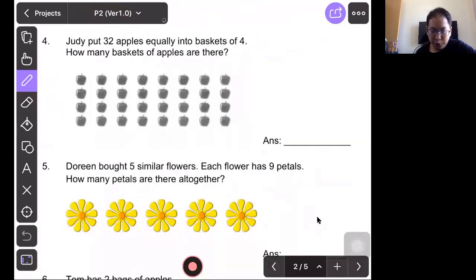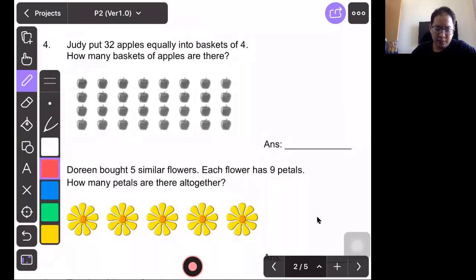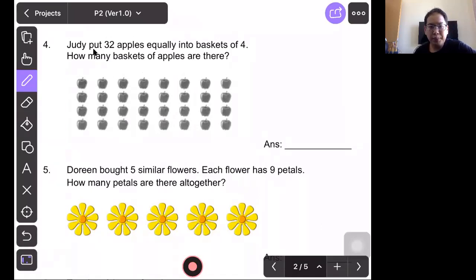Now we go to question 4. Judy put 32 apples equally into baskets of 4. How many baskets of apples are there? Take some time to do this question.